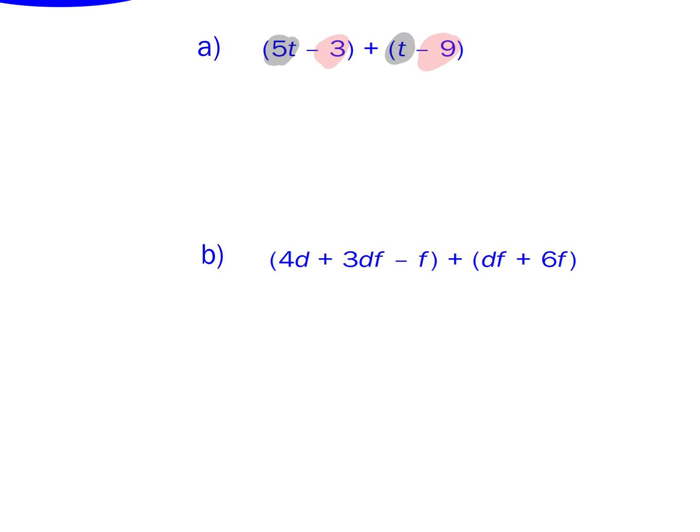The very first thing that we're going to do is group our like terms. So 5t plus t, take away 3, take away 9. Remembering to take the signs that are in front of the terms.